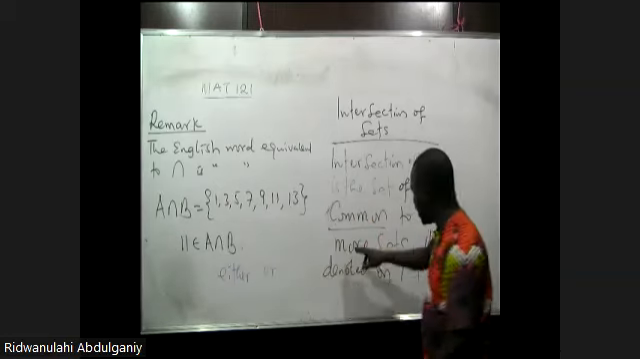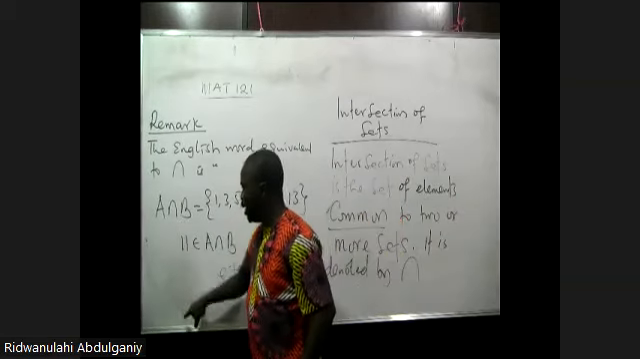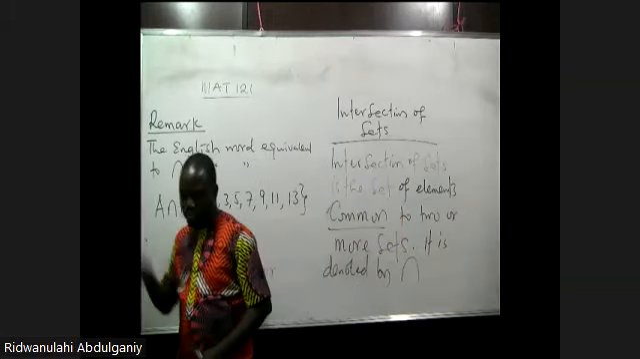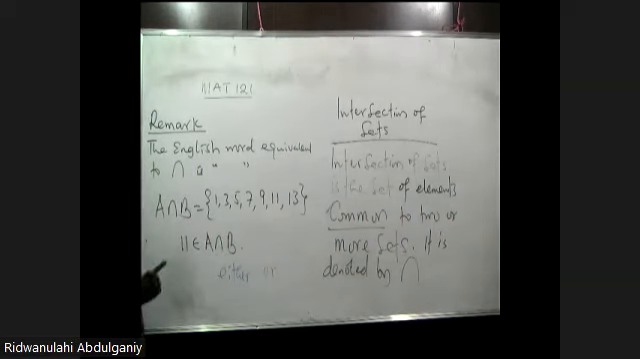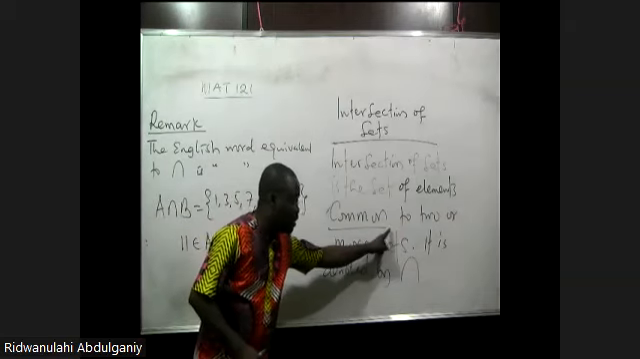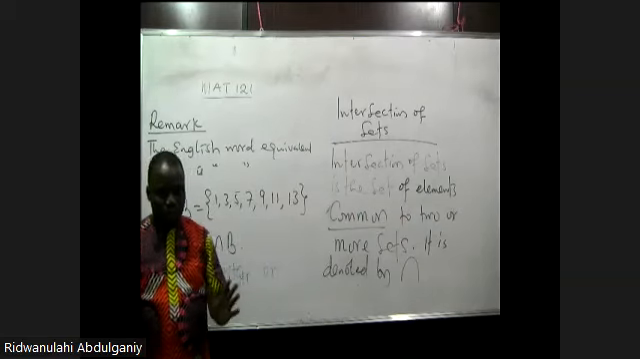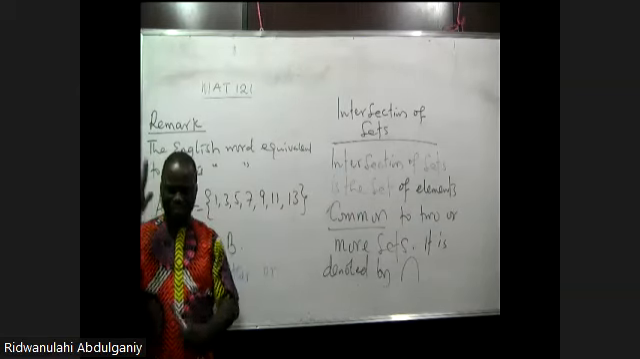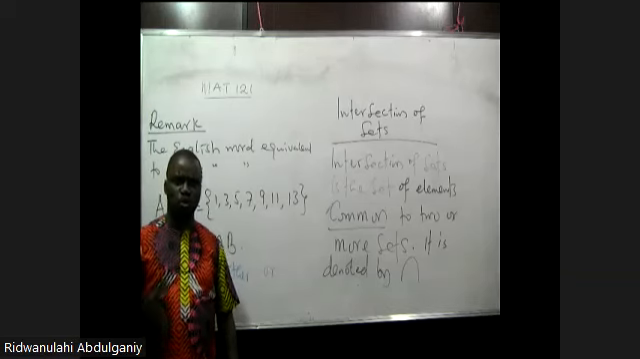Don't forget that we say it is common. If it is common, it must be in A, it must be in B, before it can qualify to become intersection. So take note of that. Common, that is the technical word here. The element is common to the two of them. If the element is common to the two of them, that means that element automatically is in A, the element is also in B.